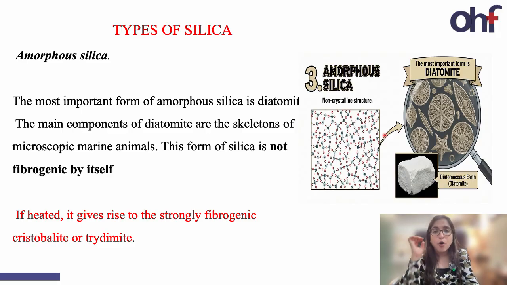It is like a powdered or jumbled form of silicon particles, and it is a component of the skeletal system of a lot of microscopic marine animals. Now, because it is a jumbled form, it's not a concrete structure, it doesn't cause too much irritation and does not initiate any immune response. But if this amorphous silica is heated to extreme temperatures, these molecules can rejumble, restructure, and become fibrogenic. So even the amorphous form of silica, if heated at very high temperatures, gives rise to strongly fibrogenic forms, which are called cristobalite or tridymite forms.